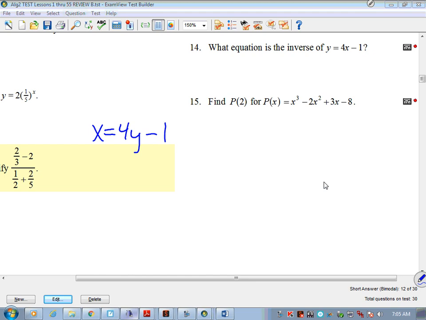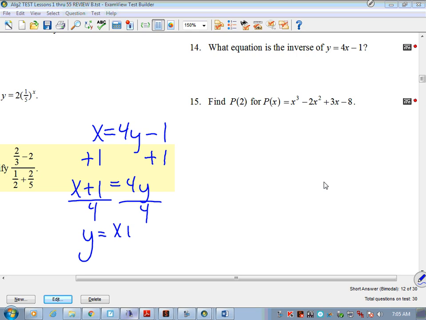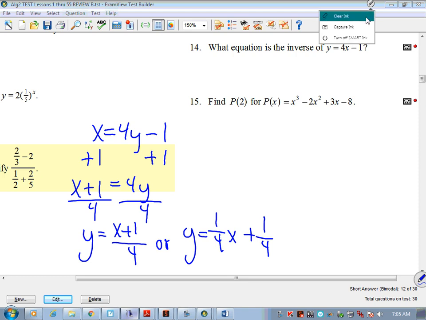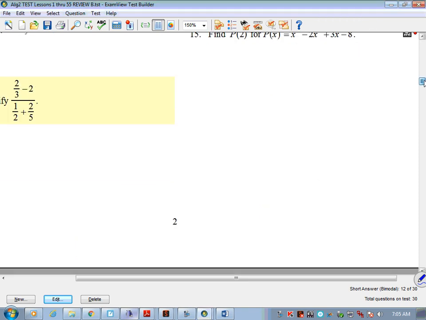Now we're going to solve for y. We're going to move everything away from y, so we're going to do the opposite of the order of operations. So I'm going to add 1 to each side, so I get x plus 1 equals 4y. We're going to divide by 4 on both sides. So I'm going to get y equals (x plus 1) over 4, or y equals 1/4 x plus 1/4. Either one of those answers would be acceptable on the test. Okay, so those 2 rules are going to be really important, and you do need to show your work for all of that. Number 15.